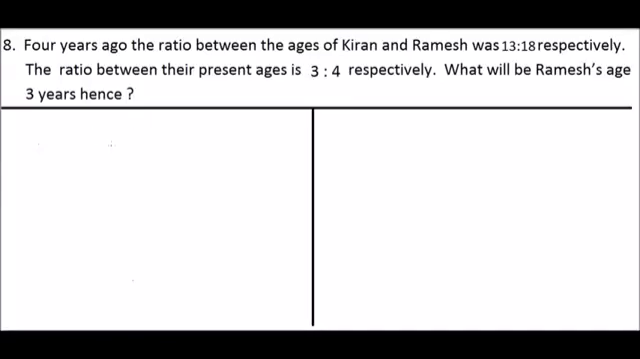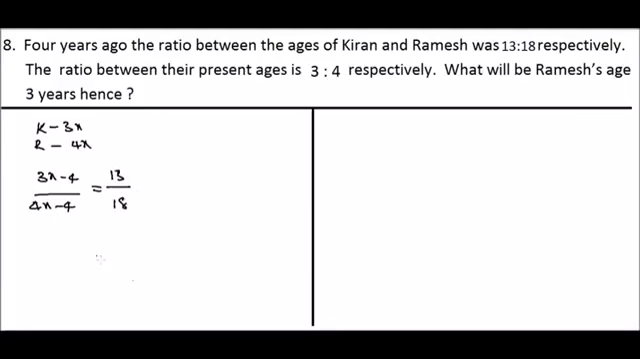What's the conventional way? Now you see, the present age ratio is 3 is to 4. I'm taking Ramesh and Kiran. Kiran's age, I'm taking 3x. And Ramesh, I'm taking the present age 4x, right? 4 years ago means (3x minus 4) divided by (4x minus 4). It was 13 is to 18.